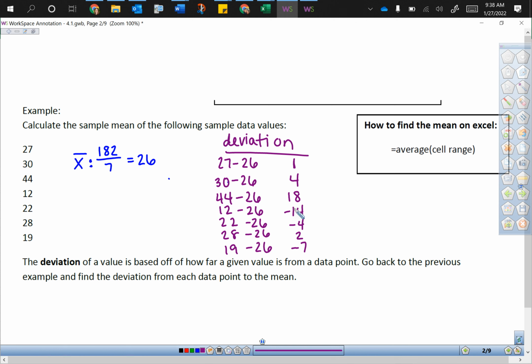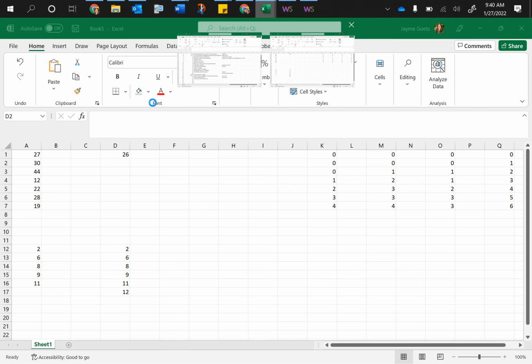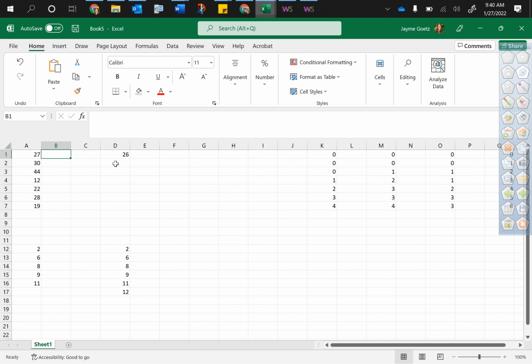Now, in Excel, it's a lot easier to do because all you have to do is put a formula in there. We know that my mean is this 26 right here. I want to take each one of these values and subtract, so I would just go equals, click on this cell, and subtract my mean. But when I fill in the rest of my numbers, I want that mean to stay, so I'm going to put an absolute cell reference on that cell, which is D1, so I put the dollar signs there. And then I can drag it all the way down.